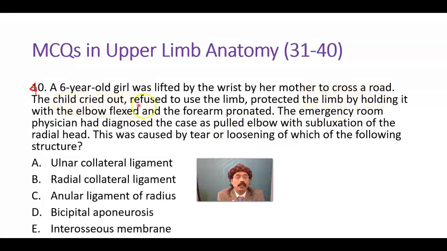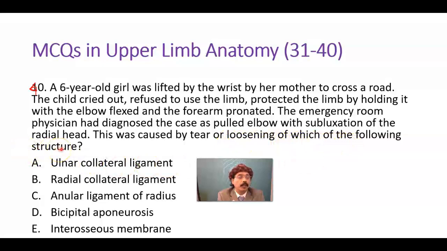The child cried out, refused to use the limb, protected the limb by holding it with the elbow flexed and the forearm pronated. The emergency room physician had diagnosed the case as pulled elbow, also called nursemaid's elbow. What happened with subluxation of the radial head? That is the diagnosis of the physician. This was caused by tear or loosening of which of the following structure?